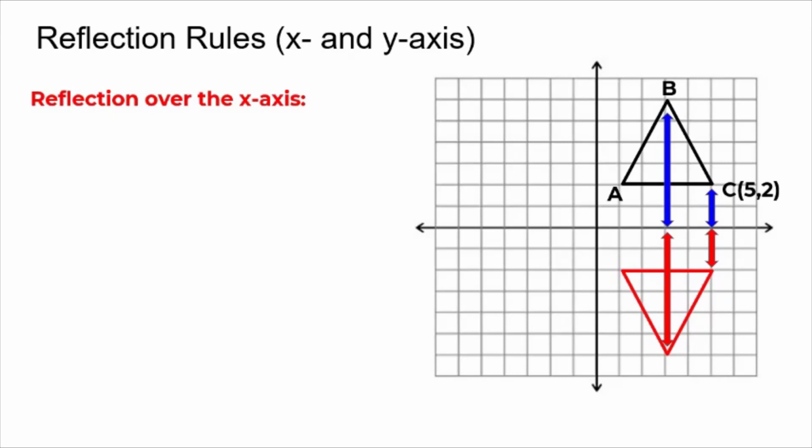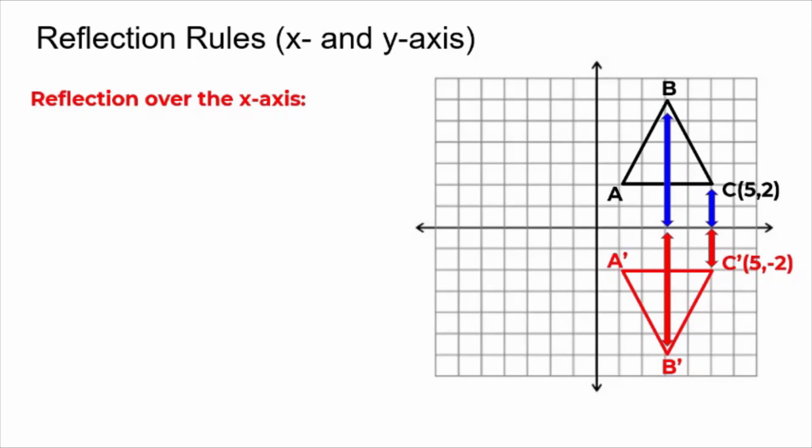And if we label those coordinates, we see that C prime, now the image, has gone from (5, 2) to (5, -2). And of course, if we labeled all the other ones, B would have gone from (3, 5) to (3, -5). A is at (1, 2). A prime is at (1, -2). So what's happened to all the coordinates?